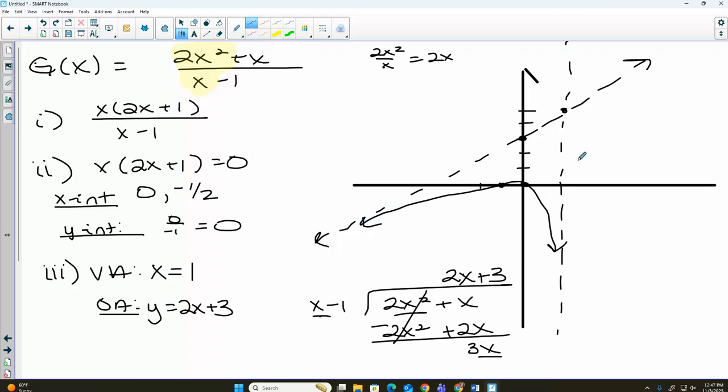This section we need to pick something to see. So if I put in a 2. You would get 10 over 1, so 10. So that's up here. So this section looks like that. Any questions there?